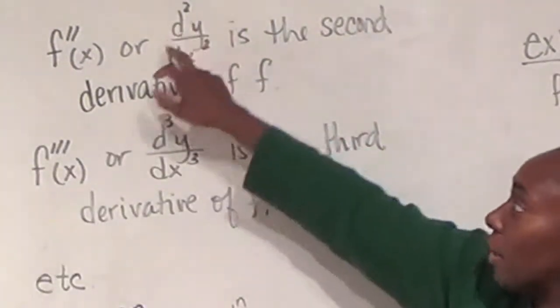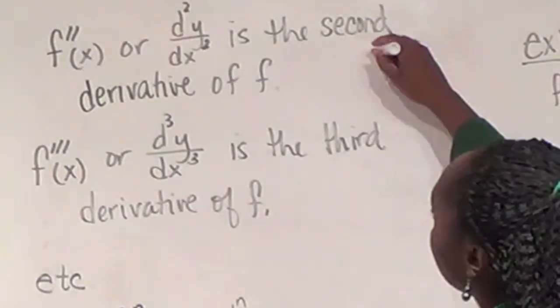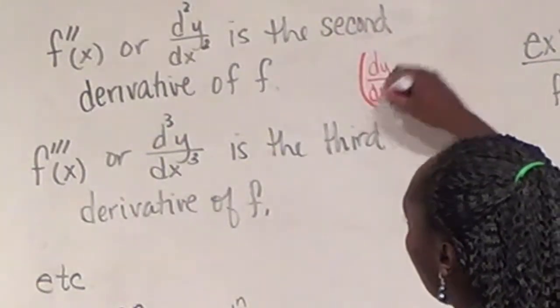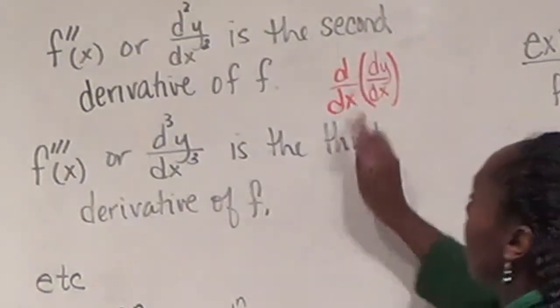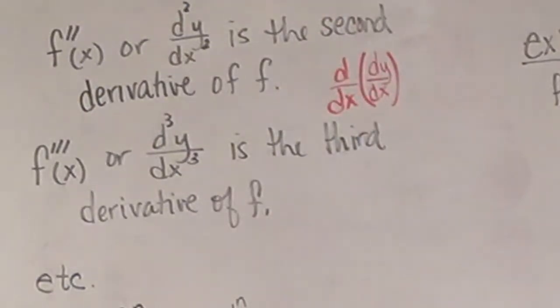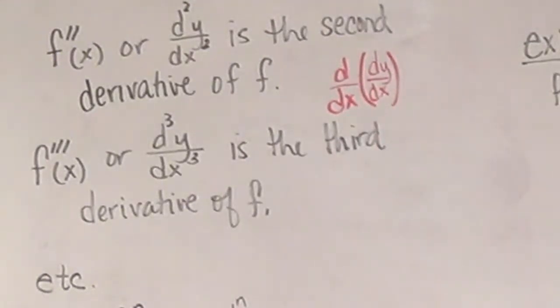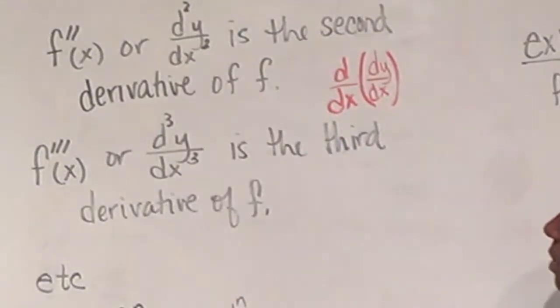And I actually write it this way because I do actually mean what it's saying. I'm starting with dy dx, and I'm going to take the derivative of this with respect to x. So I'm squaring the d's, or taking the second derivative of y, both with respect to x. Okay? That's what d squared y dx squared means.